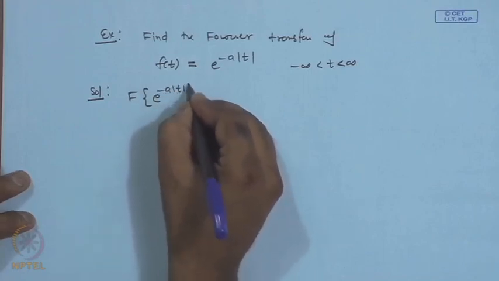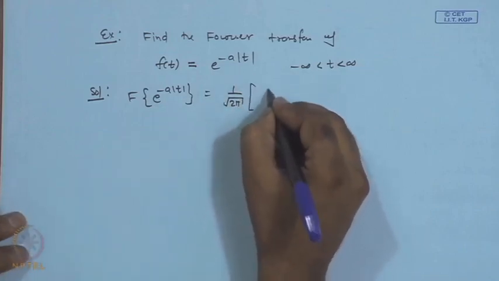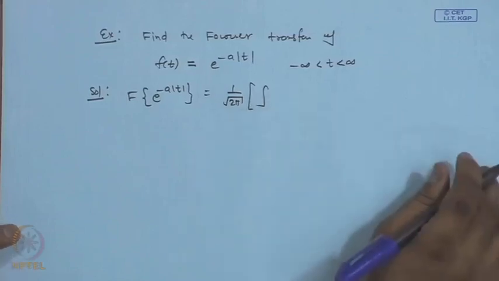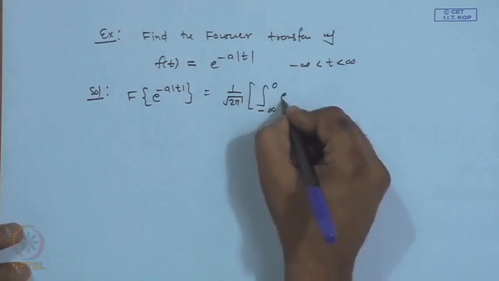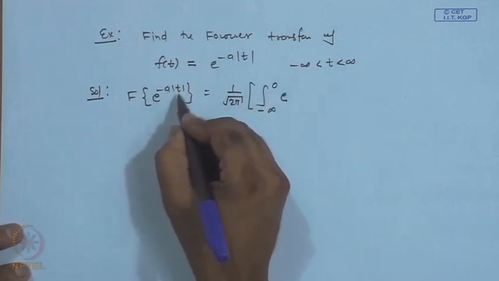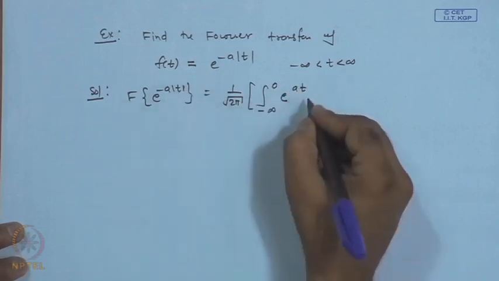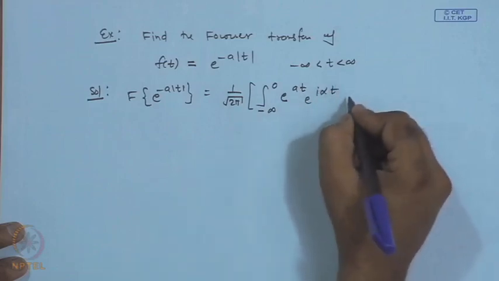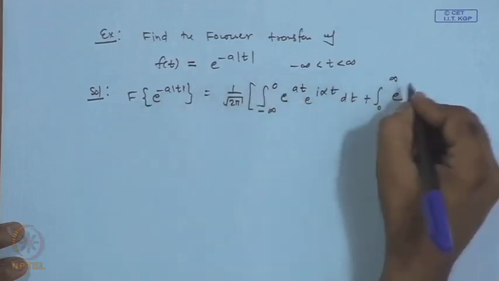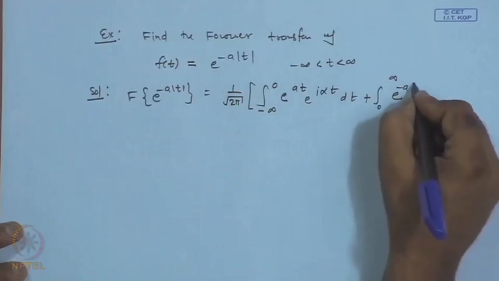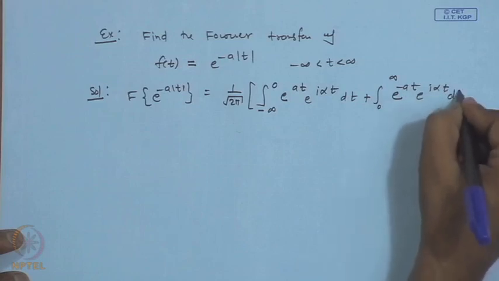As per the definition, we have 1 over square root 2 pi, and we break that integral from minus infinity to plus infinity into two parts. So minus infinity to 0, and we have e power the absolute value of t, which in this range we can replace by minus t. So we have e power a t e i alpha t dt, plus then 0 to infinity, and this will be e power minus a t e i alpha t dt, because the absolute value of t will be just t.